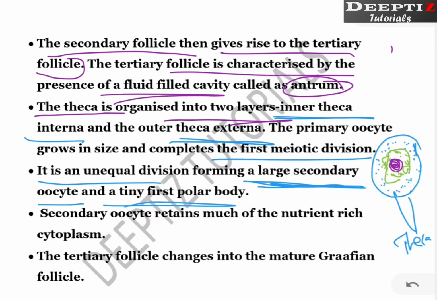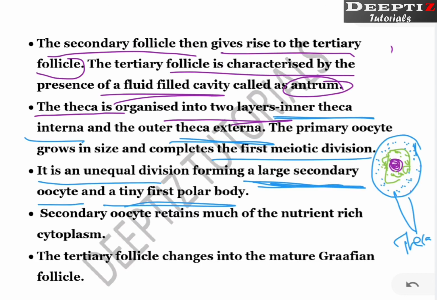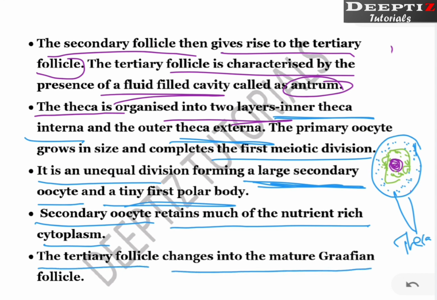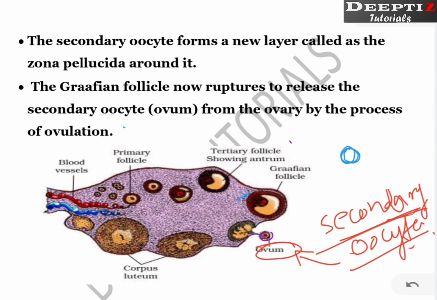Once it comes up to here, the secondary oocyte is formed. Now the secondary oocyte retains much of the nutrient-rich cytoplasm because it was an unequal division. Now the tertiary follicle changes into the mature Graafian follicle. So see, what is the difference between oocyte and follicle? The follicle surrounds the oocyte, right? If it is the primary oocyte, the layer which surrounds it, we called it the primary follicle.